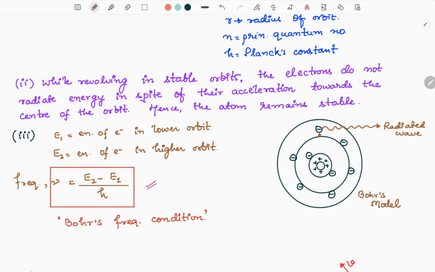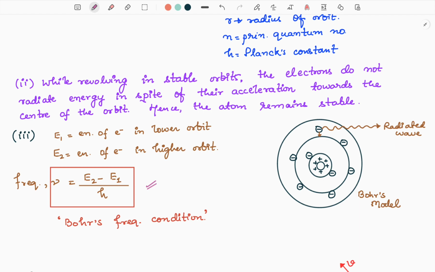Using simple Planck's theory, that is E is equal to h nu, we can take nu and h as the same, but instead of E we are taking E2 minus E1. So using this equation, nu is equal to E2 minus E1 upon h, we can simply calculate the frequency of the radiated wave when the electron jumps from a lower orbit to a higher orbit.